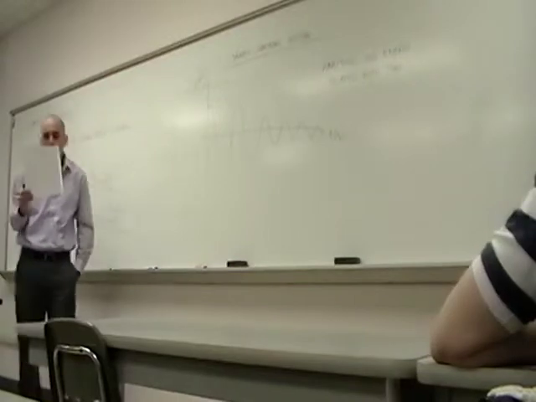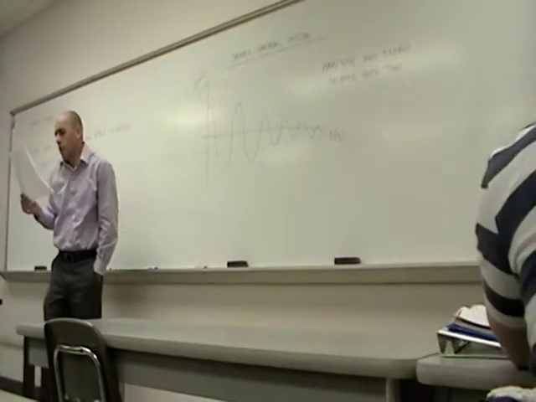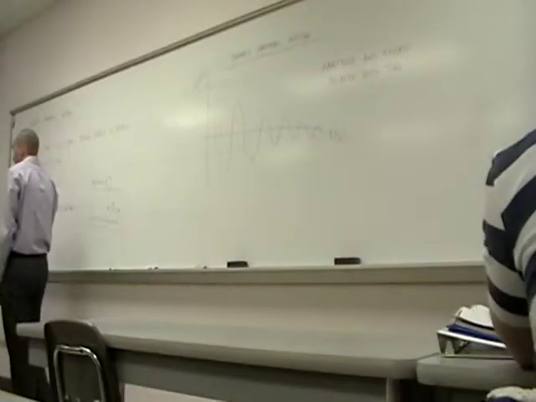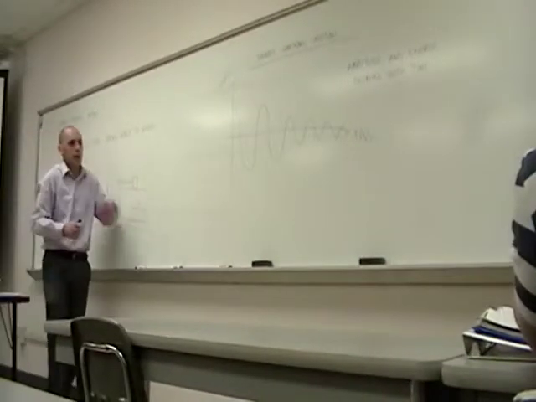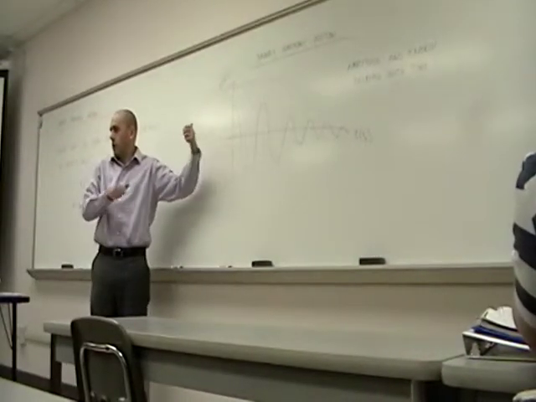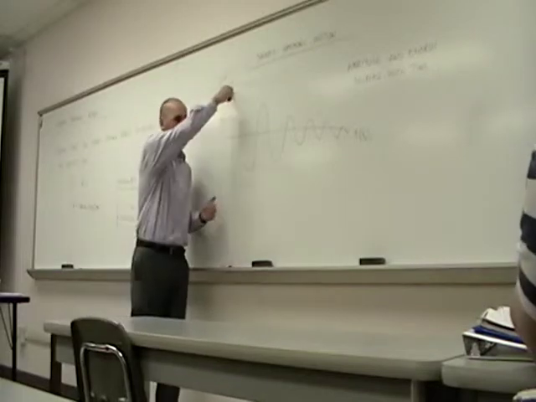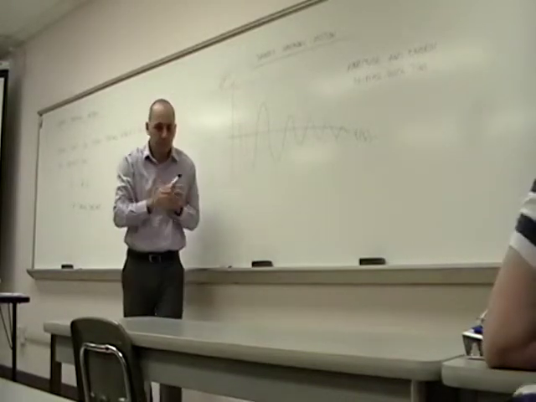Number 3 says construct graphs of displacement versus time for an oscillating system which is undamped or damped. If it's undamped, you have a constant amplitude, like we saw before. If it's damped, that amplitude is going to decrease with time.